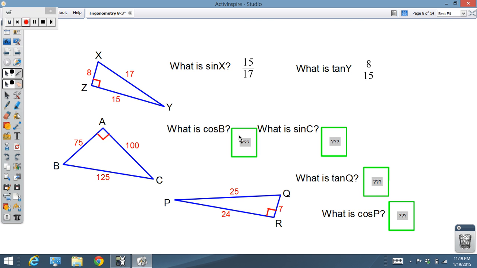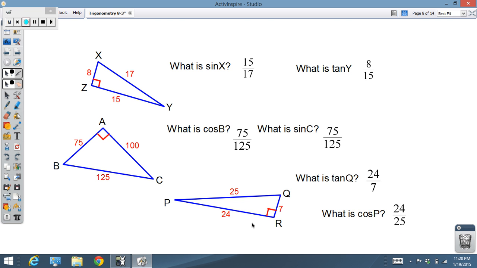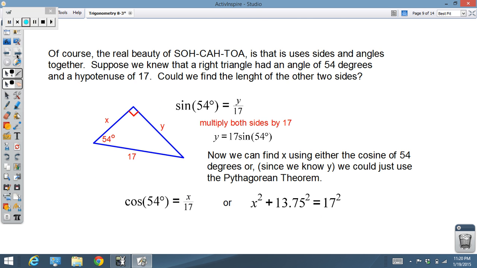Give the rest of these a try on your own. Pause if you want. Here come answers. Cosine of b, 75 over 125, adjacent over hypotenuse. Sine of c is opposite over hypotenuse. You know what? The sine of c and the cosine of b come out to be the same. Tangent of q should look like that. Cosine of p should look like that. And then we go on.